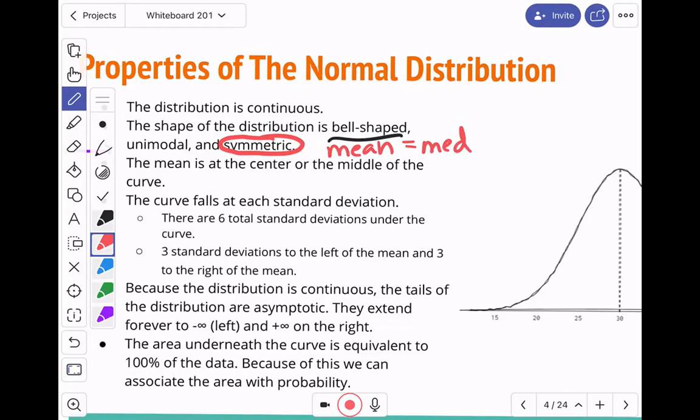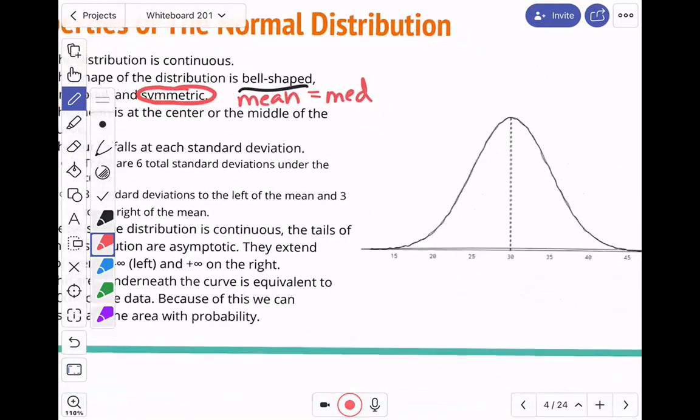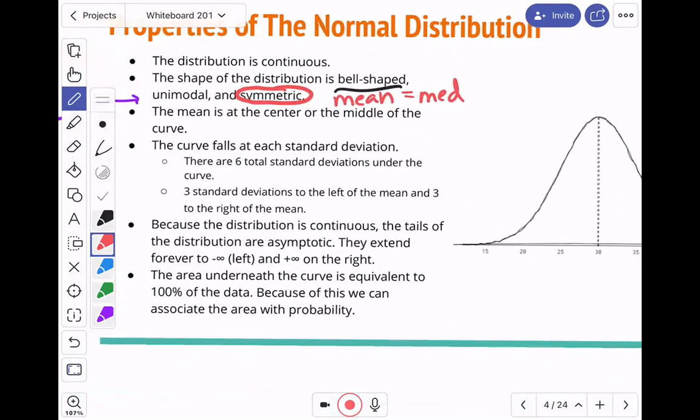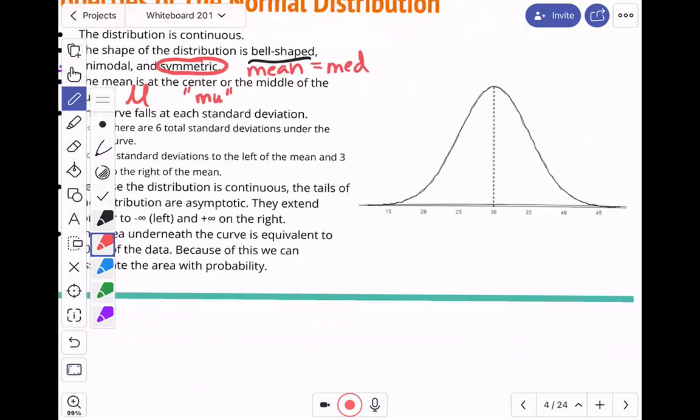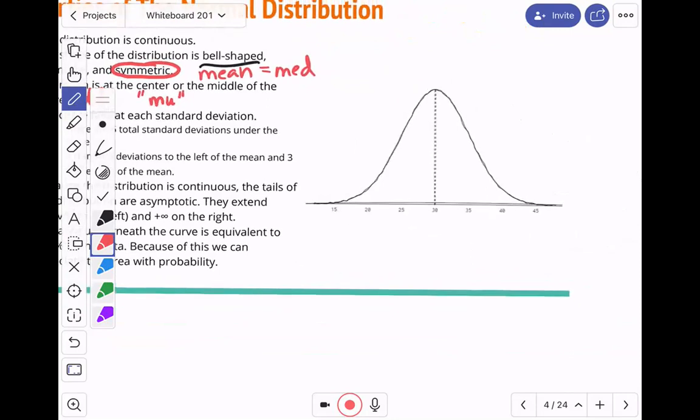In this particular distribution, the mean is at the center of the curve. So when we look at this, we call the mean mu. The Greek letter mu. Have we talked about that before? I feel like we have. If you've never seen it, that's the Greek letter mu. And it stands for the population mean. That population mean is going to sit at the middle of this curve, like that.